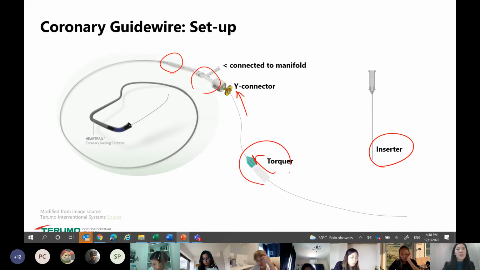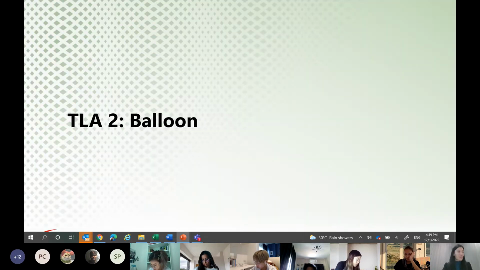And we also have something called the torquer. As I mentioned, your 014 wire is so fine that sometimes it's very hard to manipulate. You need to rotate it and advance it through the lesion, and sometimes it's really difficult. So you have this device that you can attach to your guide wire to rotate and advance, helping to move the device through.